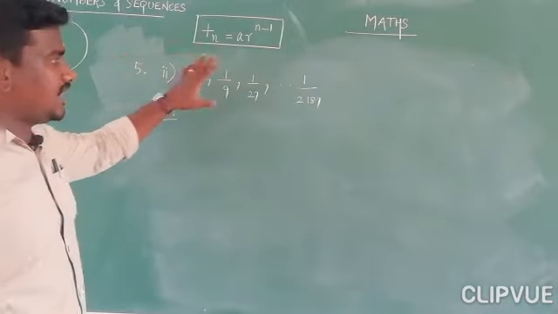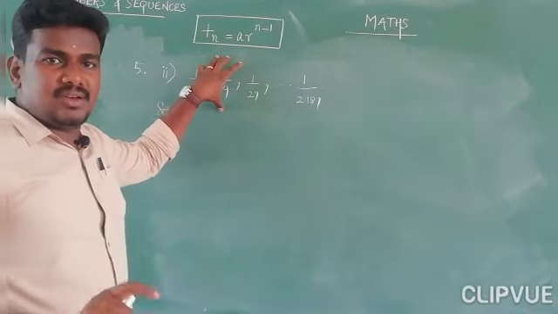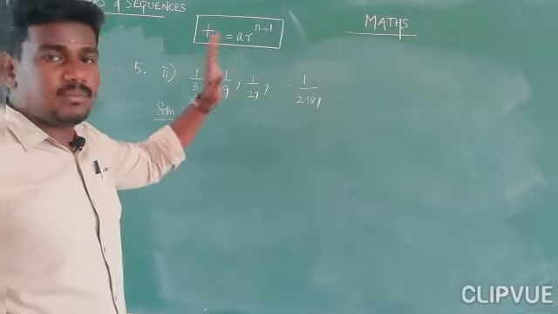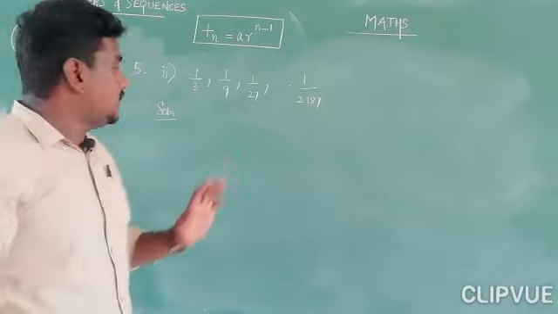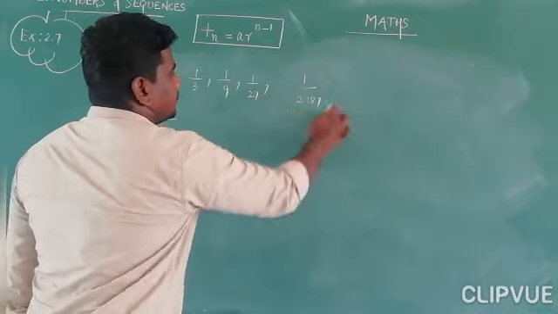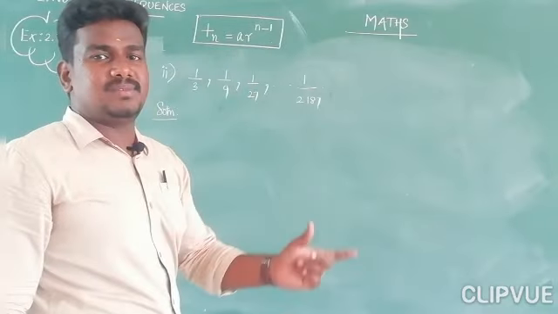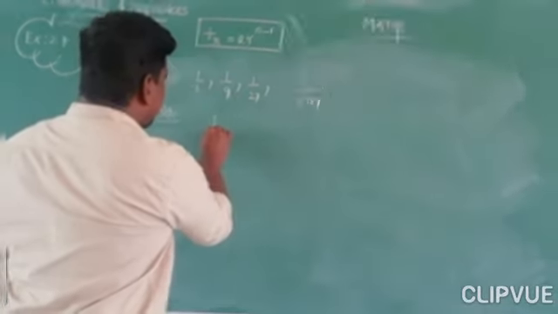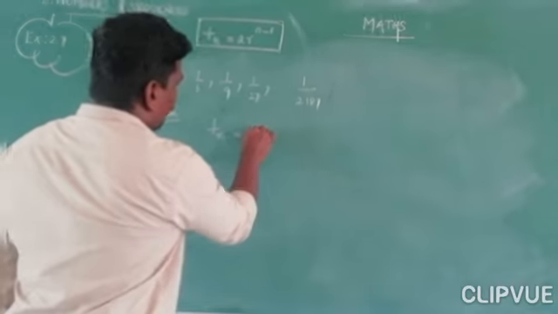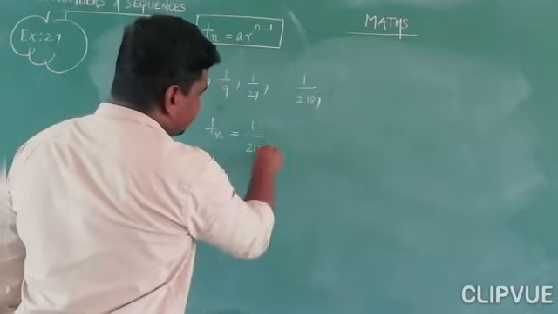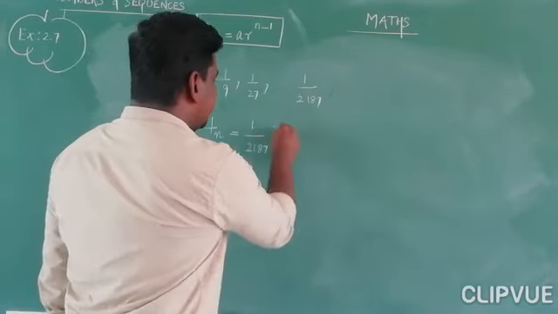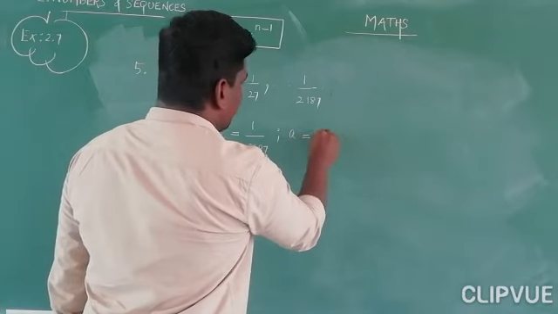Question number 5, second subdivision. The first subdivision you have learnt. I hope you all understand. The same concept we are going to apply here. So this is the last term, it means the nth term of the GP. They are asking to find how many terms it contains. So Tn is equal to 1 by 2187, and the first term of the GP, a, is equal to 1 by 3.